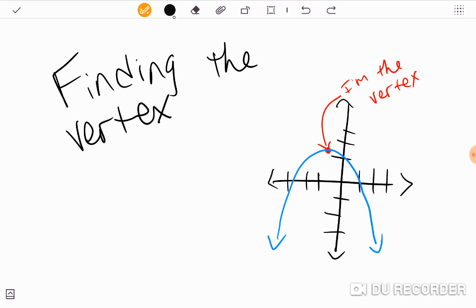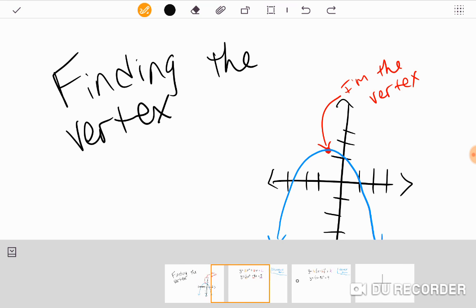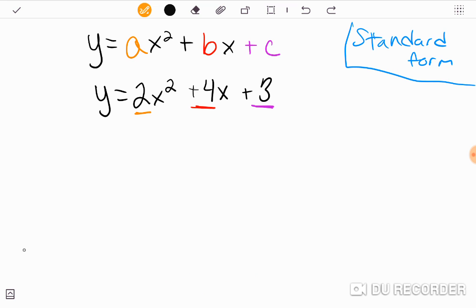It's like when you throw a ball in the air. At some point, that ball is going to stop going up and it's going to start going down. That's like what the vertex is. It's when that graph is going to change directions. So let's look at our first example here, and it's going to be standard form.